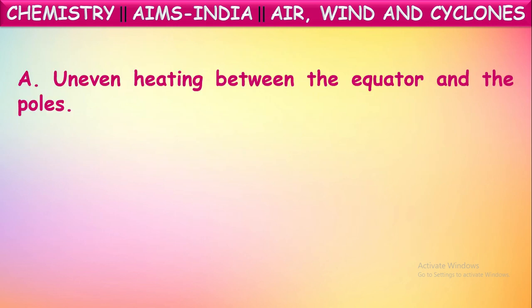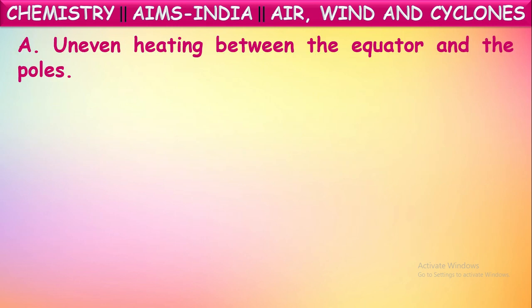First, let us go through uneven heating between the equator and the poles. This is one reason: uneven heating between the equator and poles on the earth.